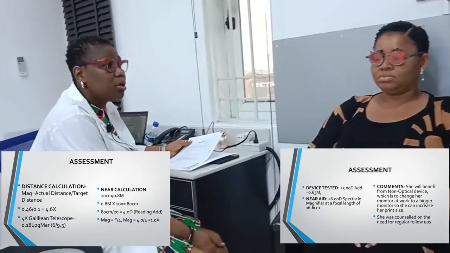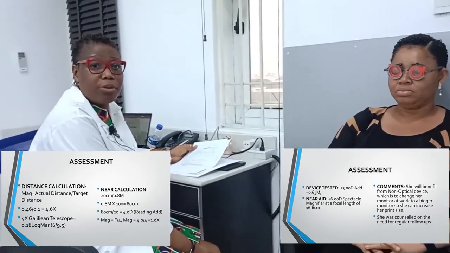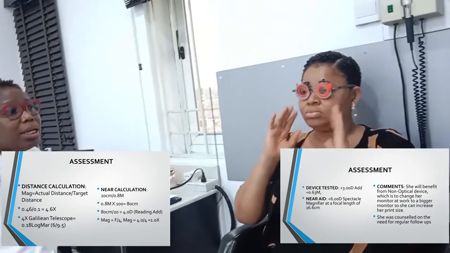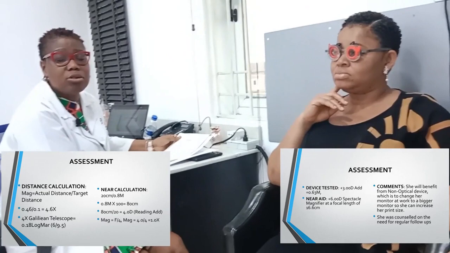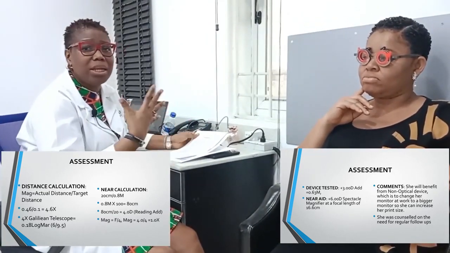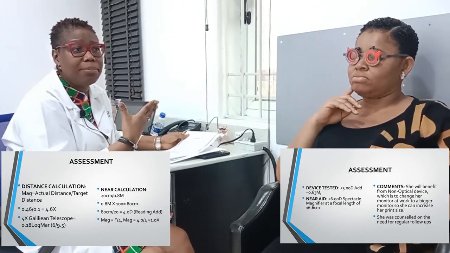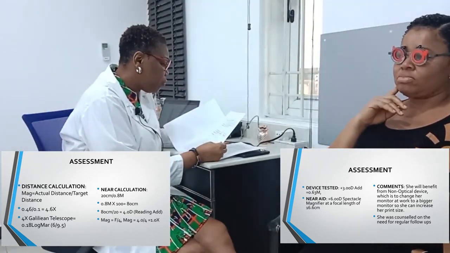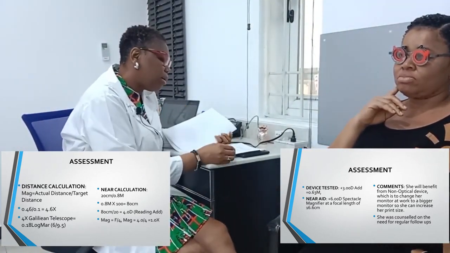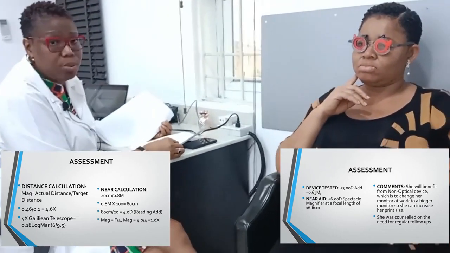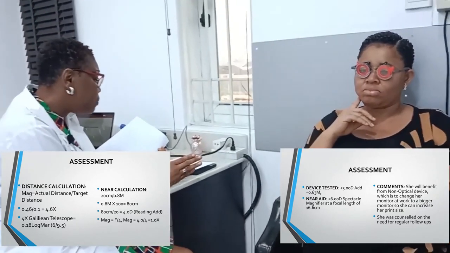So she will be needing a spectacle correction with a reading add of +3 diopters, which will make her total reading +6, and she'll be able to read at a focal length of 16.6 cm. But we were able to test run it, and she was able to read at a focal length of 20 cm. So she's able to read 0.63 m at 20 cm. And with this, she'll be able to carry out her near task comfortably.